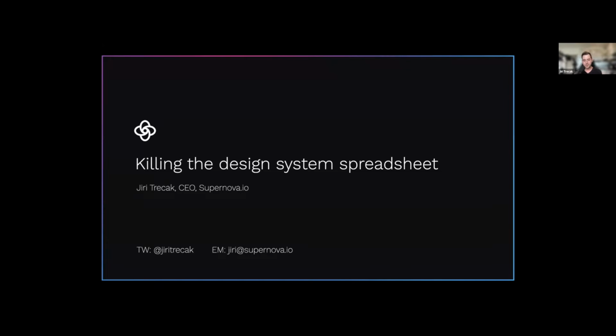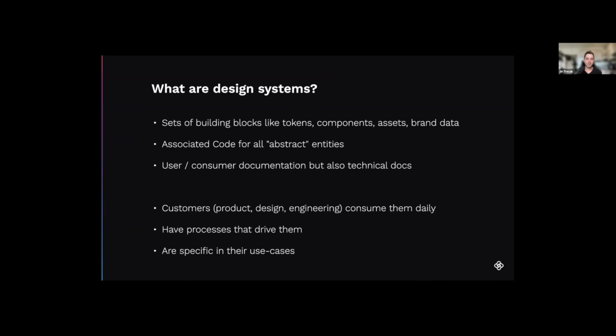Now let's start with something more general, however, and that is, let's talk about design systems. So what are design systems? I know that everyone here knows that, but I promise you it is very important to go through for the context of this talk. So what do they contain? Well, they are a set of building blocks, and they have tokens, components, assets, brands, as you will see.